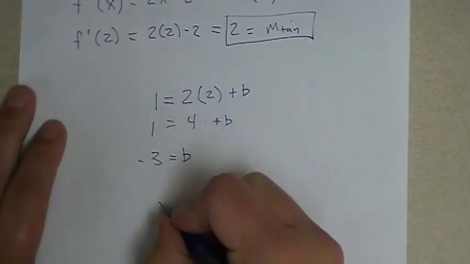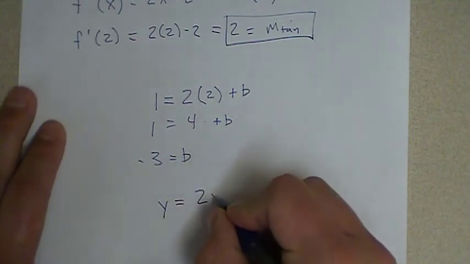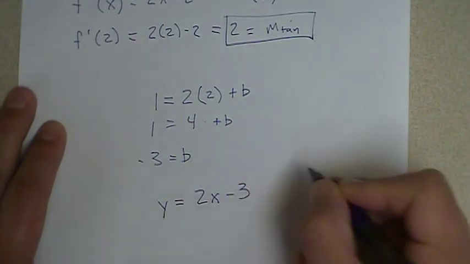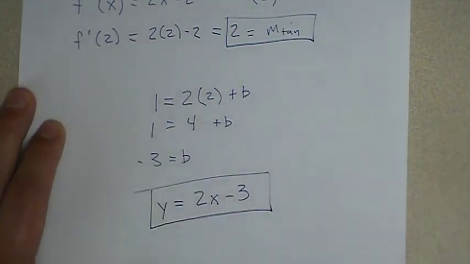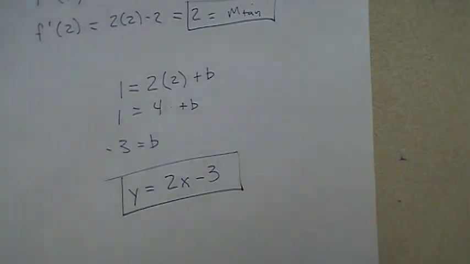So what would the equation of my line be? Well, y is equal to the slope that we found times x plus b, which we found to be negative 3. So there's the equation of your tangent line. This should be a much easier type of problem to do now than it was last week when all we had to use was the definition of the derivative.